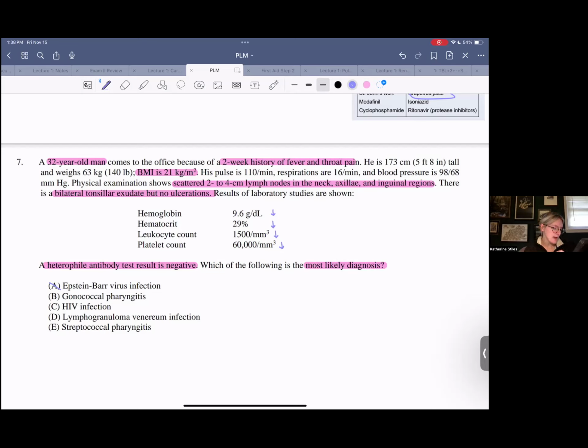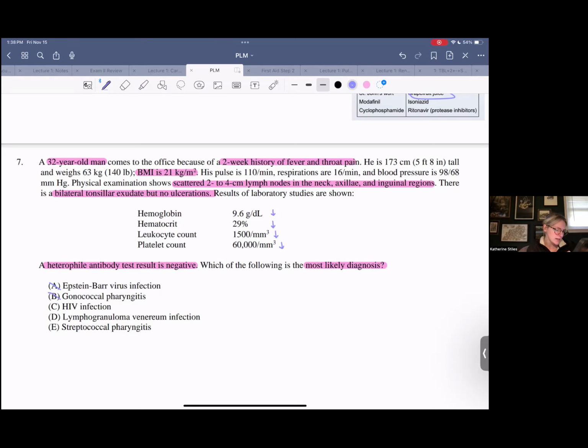Now, as far as the other answer choices, I think it's notable that the leukocyte count, or the T cells fighting off the infection, is low. And typically in bacterial infections, we'll see a leukocytosis where there's an elevated number of white blood cells fighting off a bacterial infection, but that's not happening in this case. So we can go ahead and cross off any bacterial causes.